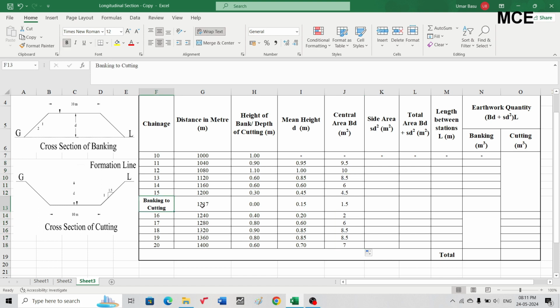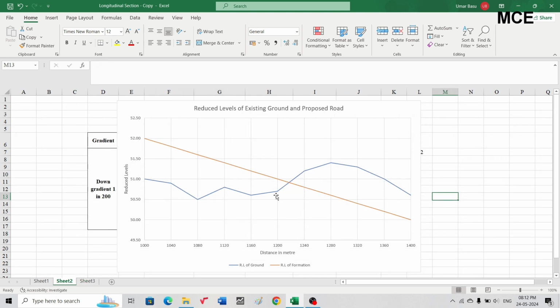Also, you can see that I have written the chainage where the road changes from banking to cutting, and its distance in meters, 1217. We already calculated it earlier. It was 17 meter from this 1200. So the distance will be 1217 where our road changes from banking to cutting. This portion, from this to this length, is 17 meter. Thereafter we have to cut this portion.